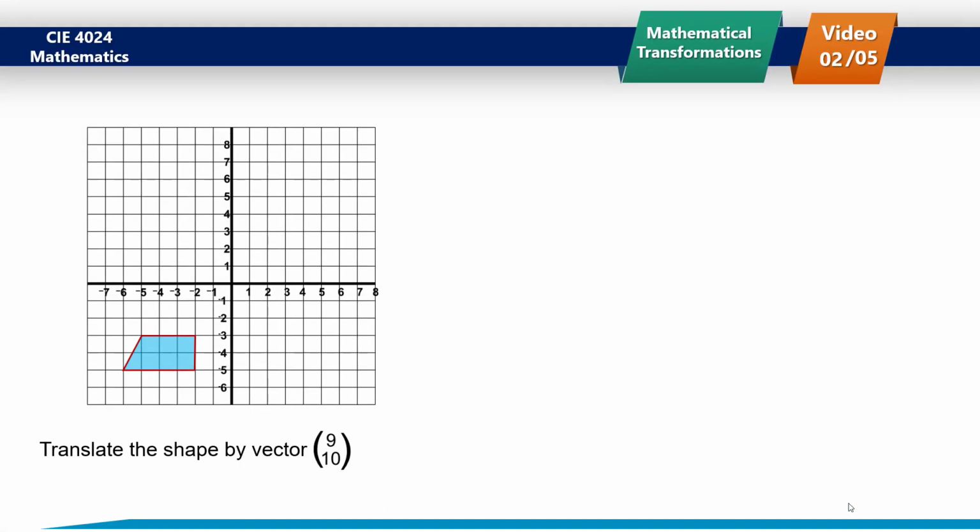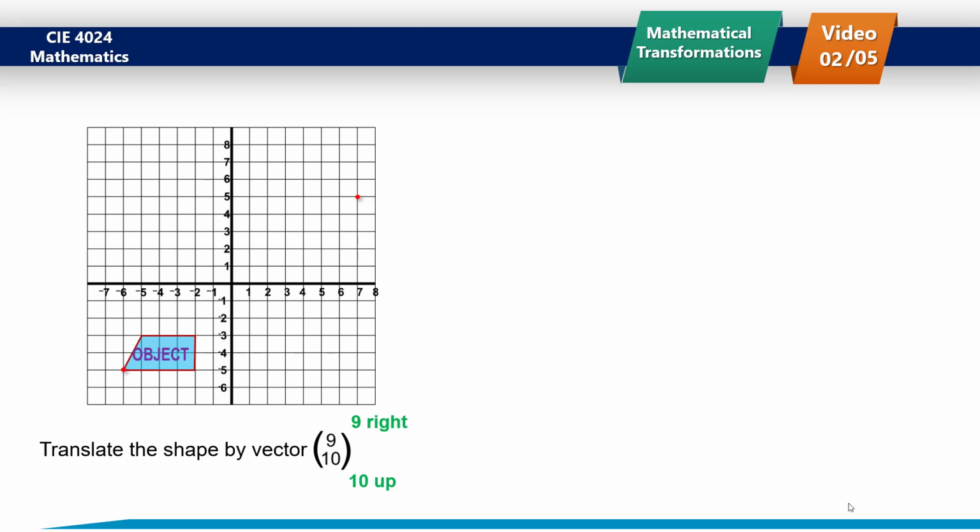In the next example, suppose we have a shape and we have to translate it by the vector 9 and 10. So 9 shows we have to move 9 units rightward, and 10 shows 10 units upward. This is the object. Suppose we take this point. We have to move 9 units right and 10 units up.